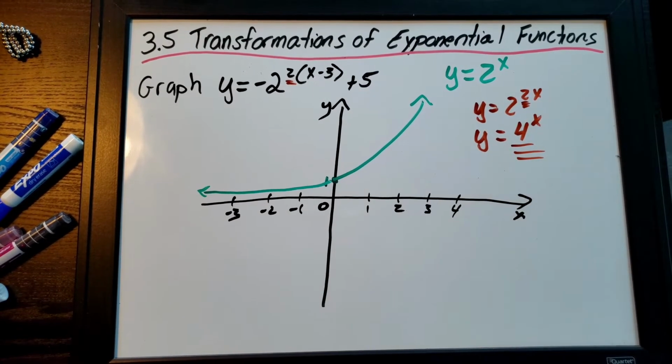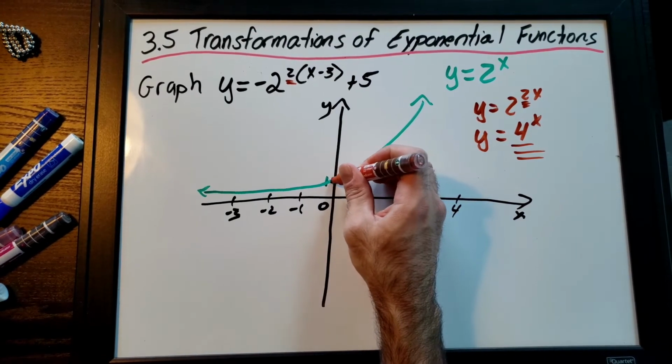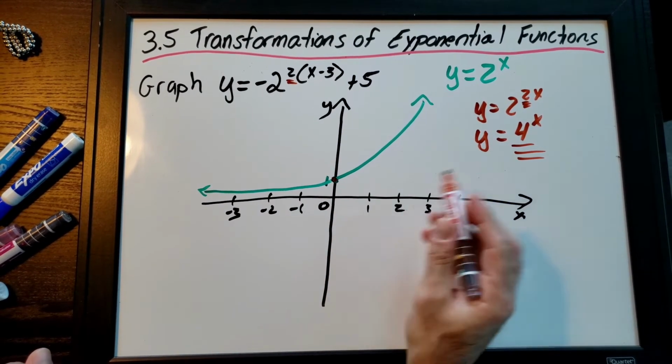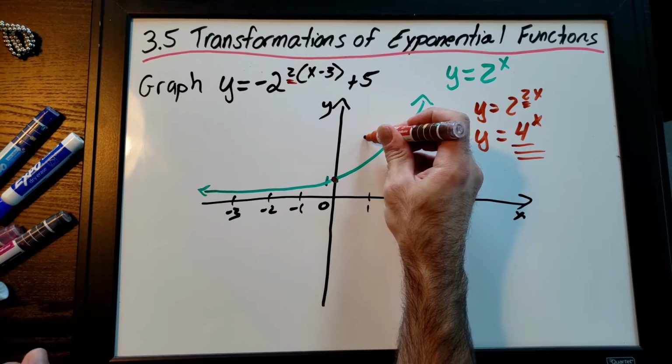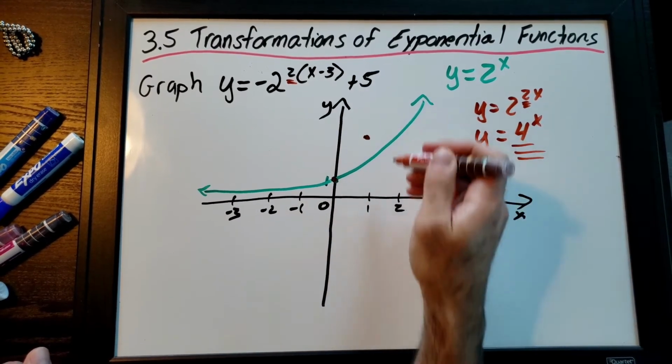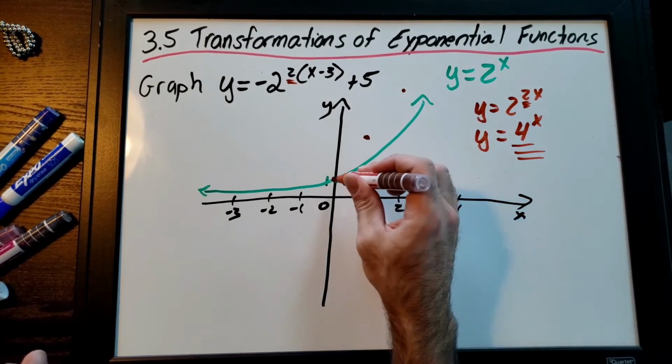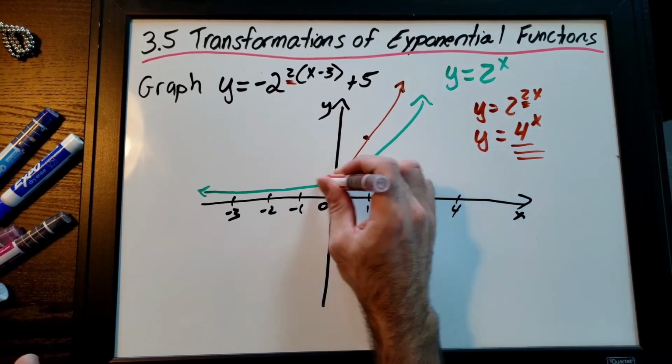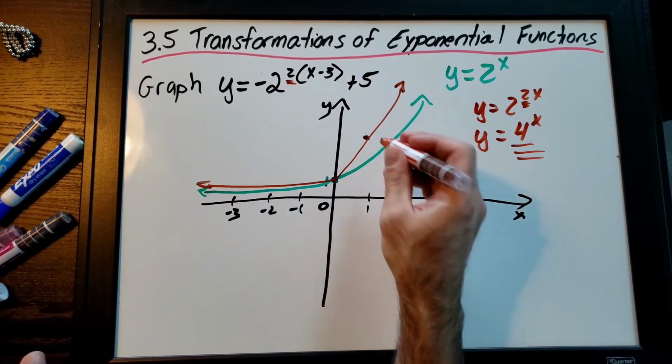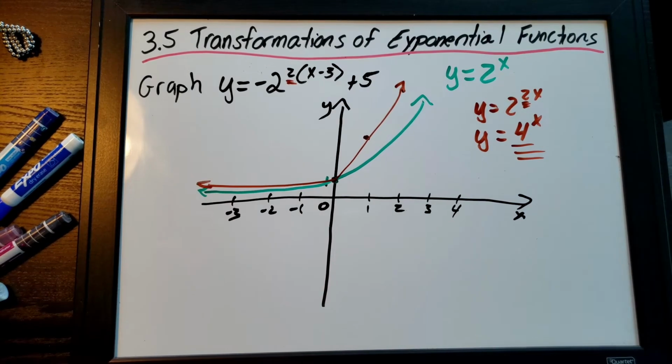So I can graph this. Still goes through here, right? If I plug in a 1, I get 4. If I plug in a 2, I get 16. So now I'm skyrocketing here. Okay, and I'm still going across this way. It's a little inaccurate, but it's okay.